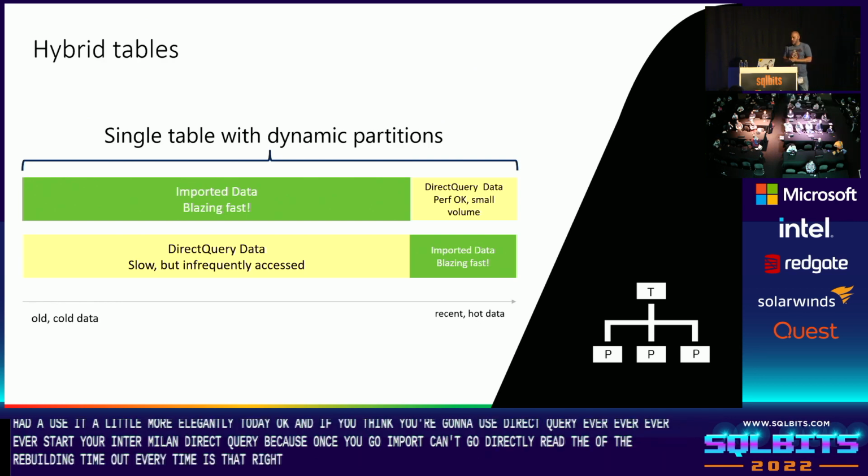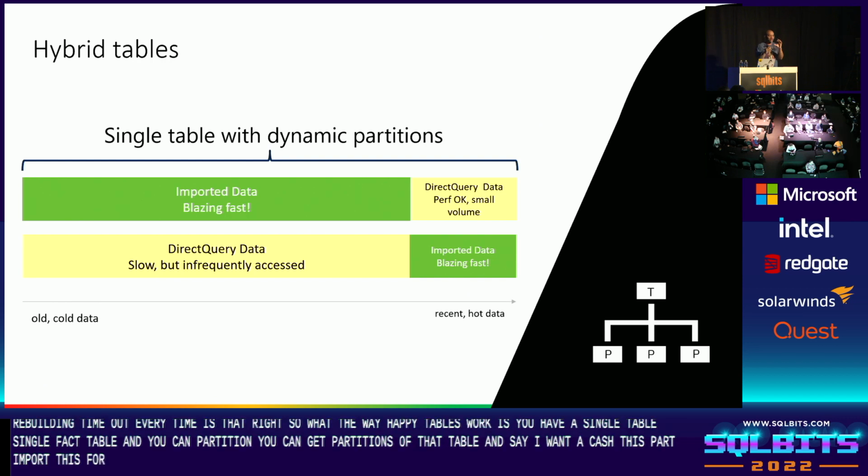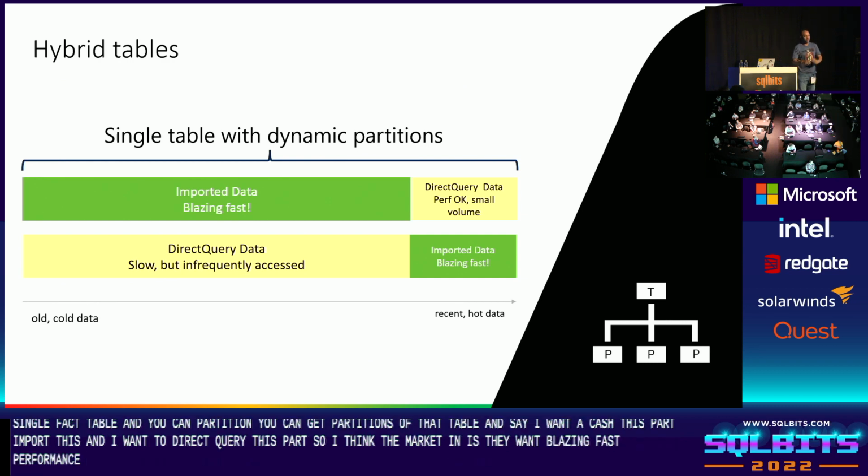So the way hybrid tables work is you have a single fact table, and you can create partitions of that table and say, hey, I want to cache this part. I want to import this part, and I want to direct query this part. So I think the marketing is they want blazing fast performance with real-time data. Blazing fast performance, that's up to you and your data model and the DAX you write.